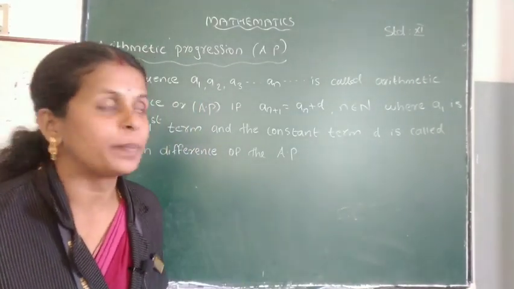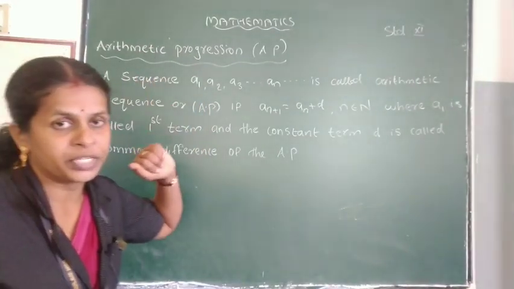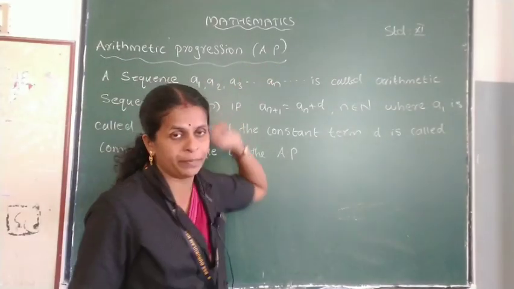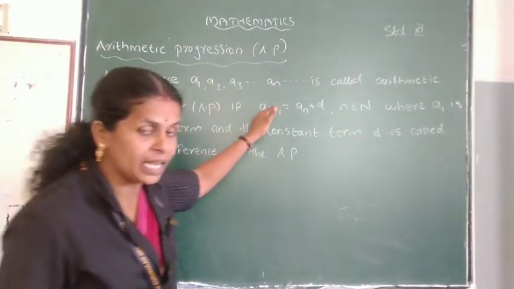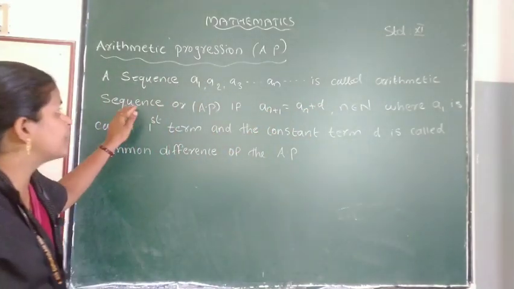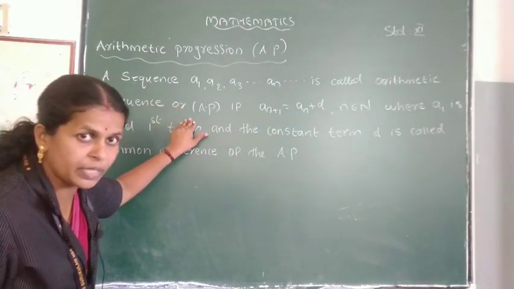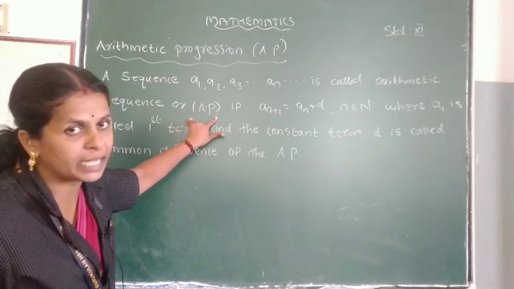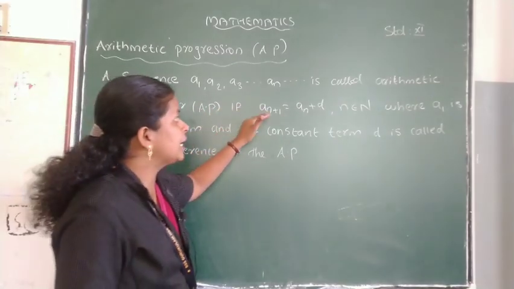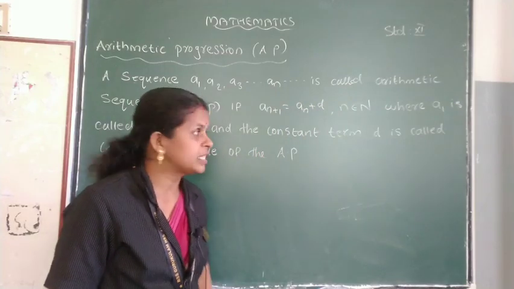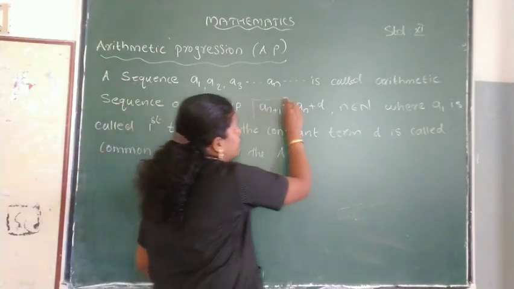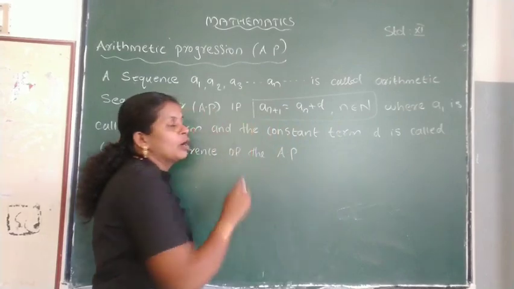Okay, so already we have learned about sequence and series, right? The next topic is arithmetic progression. It is denoted by AP. A sequence A1, A2, etc., AN is called an arithmetic sequence or arithmetic progression, or we can denote it as AP, if AN plus 1 is equal to AN plus D, for all n belongs to N.